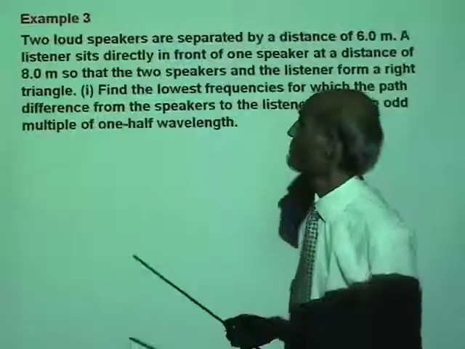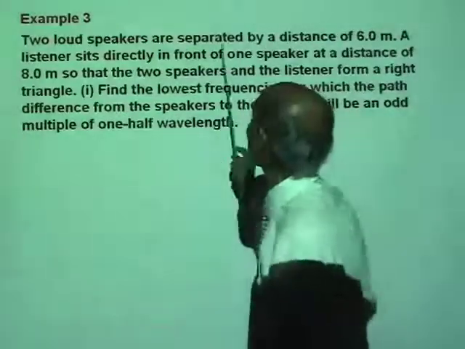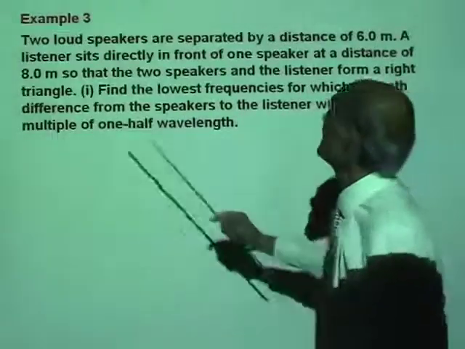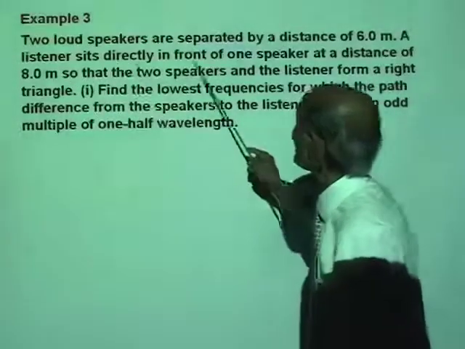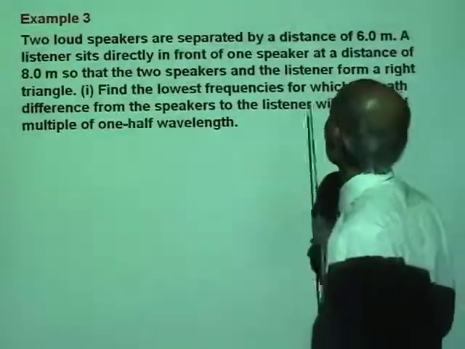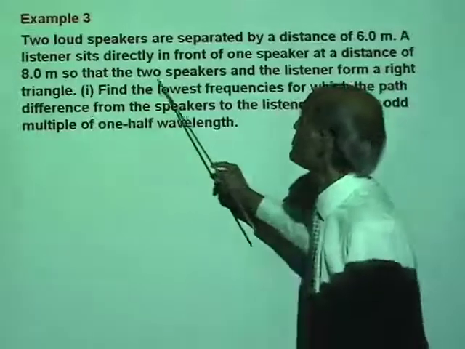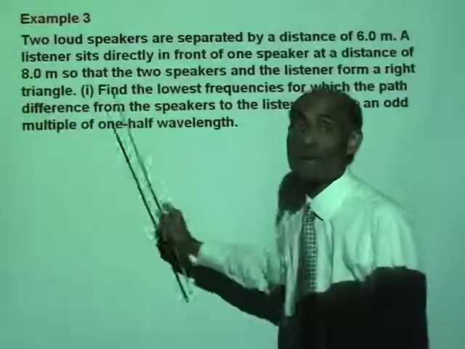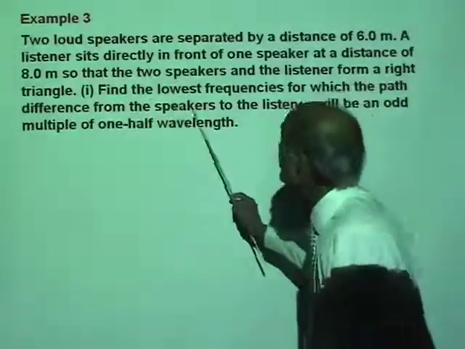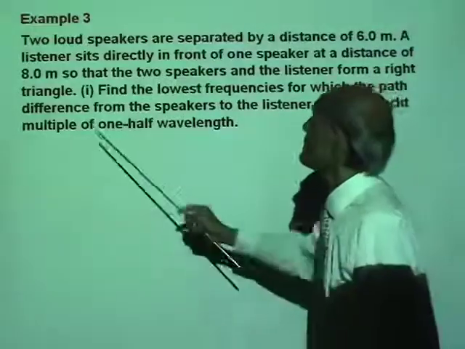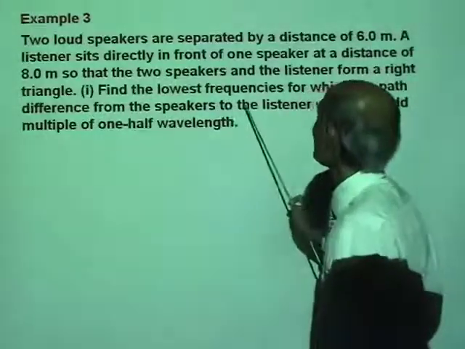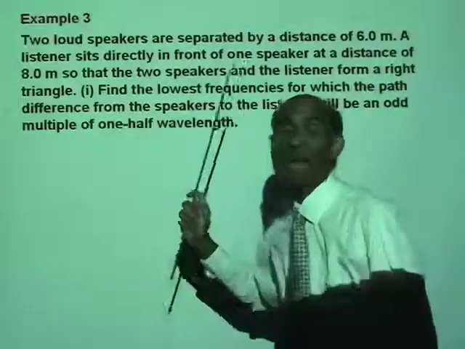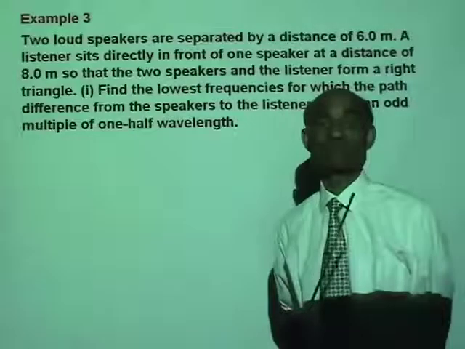Okay, let's do another problem. Two loudspeakers are separated by a distance of 6 meters. A listener sits directly in front of one speaker at a distance of 8 meters, so that the two speakers and the listener form a right triangle. Find the lowest frequencies for which the path difference from the two speakers to the listener will be an odd 1/2 multiple of the wavelength.